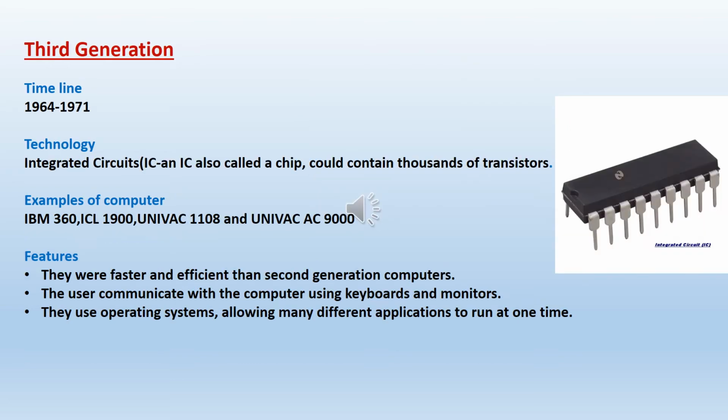Third generation, timeline 1964 to 1971. Technology used: integrated circuits. Integrated circuits are also known as a chip and could contain thousands of transistors. Examples of computers: IBM 360, ICL 1900, UNIVAC 1108 and UNIVAC AC 9000. Features: they were faster and more efficient than second generation computers.